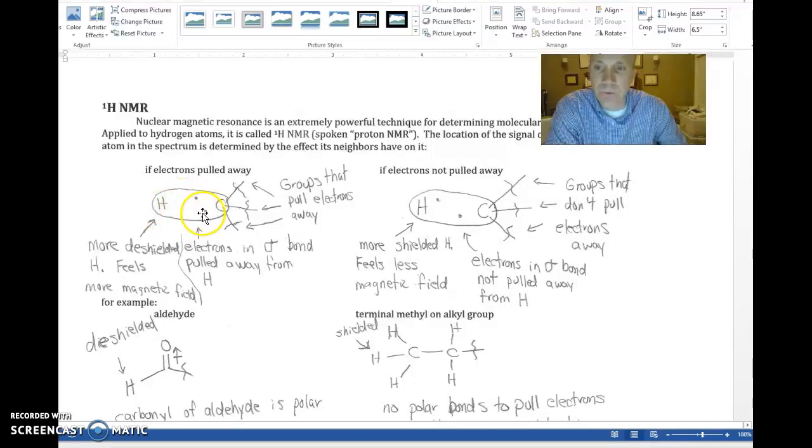So if these electrons get pulled away, this is going to be relatively exposed, and so it's going to be more de-shielded. Since there's not a whole lot of shielding around it, this hydrogen would feel more magnetic field than it would if it had those electrons surrounding it. So what about the case where you don't pull electrons away? Well, if that's the case, there's nothing that's going to pull these electrons away from this hydrogen. So this hydrogen is going to be fairly well protected or shielded from that externally applied magnetic field. Therefore, it's going to feel less of that magnetic field.